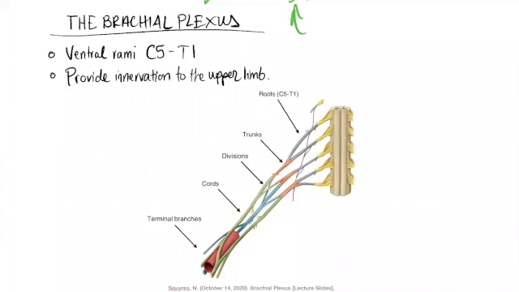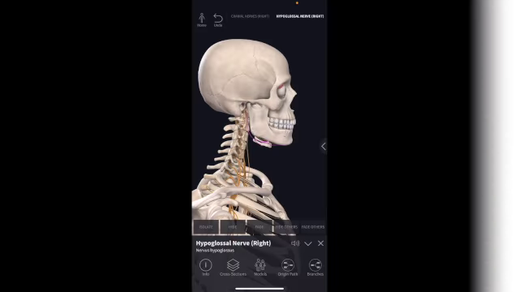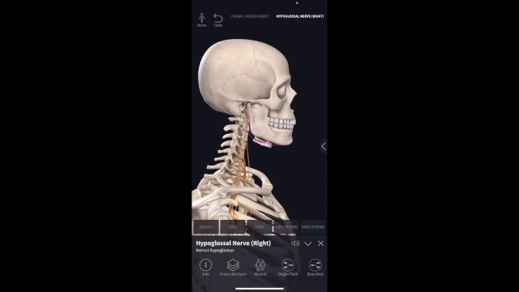But essentially what happens is these spinal nerves will go through a process of branching and rejoining back together from their roots to the trunks, followed by the divisions and cords, and finally those terminal branches, which are going to be providing all that innervation to the arm, forearm, and hand. We will now be discussing the hypoglossal nerve, the vagus nerve, and the phrenic nerve.